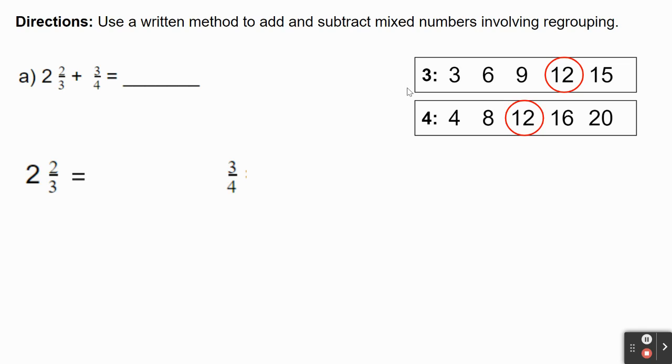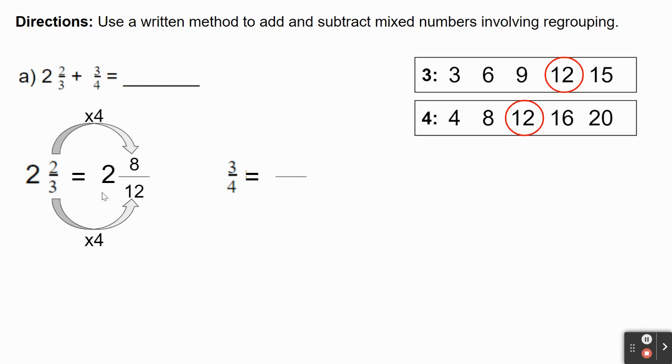So let's start with 2 and 2/3. We know that our denominator is going to be 12. Now let's ask ourselves, what do we multiply by 3 to get to 12? Well, 3 times 4 gets us 12. So since we multiply by 4 on the bottom, we're going to multiply by 4 on the top. 2 times 4 is 8. The whole number 2, which is in front, stays the same because we still have 2 wholes, we just have smaller pieces now.